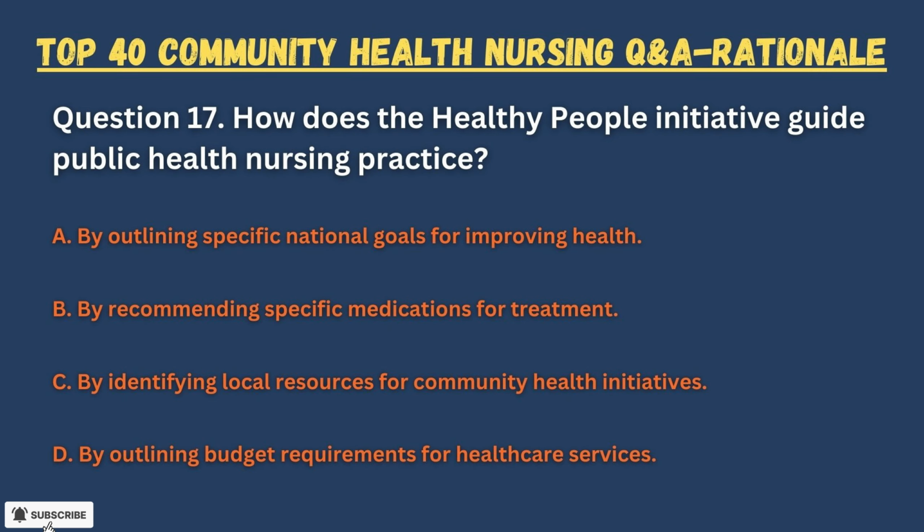Question 17. How does the Healthy People Initiative guide public health nursing practice? A. By outlining specific national goals for improving health. B. By recommending specific medications for treatment. C. By identifying local resources for community health initiatives. D. By outlining budget requirements for healthcare services.